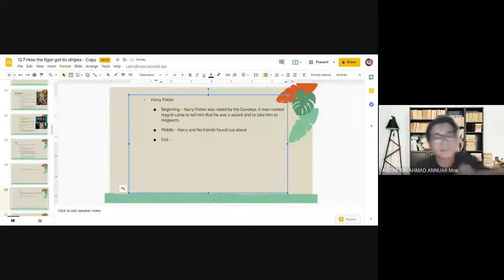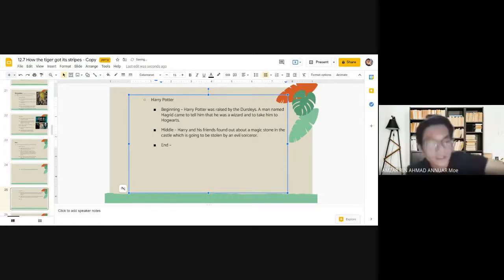Pasal apa? About a magic stone in the castle. Dia dapat tahu pasal satu batu yang ada di dalam istana tu, which is going to be stolen by an evil sorcerer.